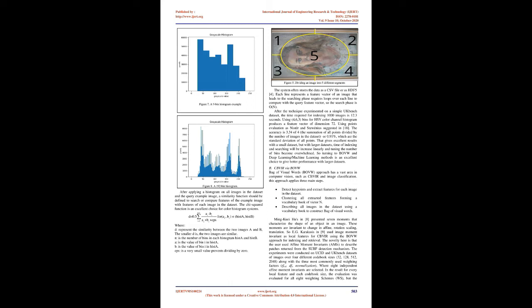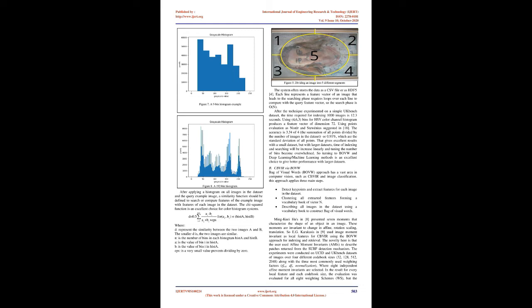The chi-squared function is an excellent choice for color histogram systems, where D represents the similarity between the two images A and B. The smaller D is, the more similar the two images are. N is the number of bins in each histogram, hist A and hist B. A_i is the value of bin i in hist A. B_i is the value of bin i in hist B. EPS is a very small value that prevents dividing by 0.